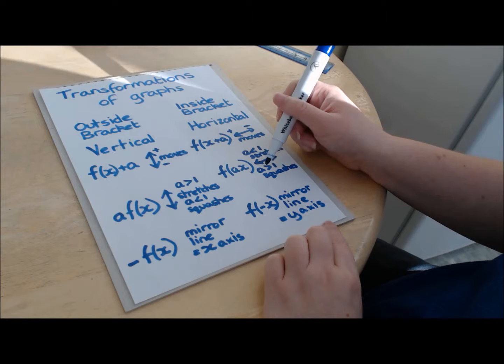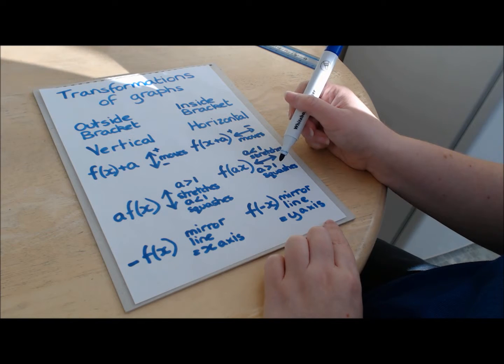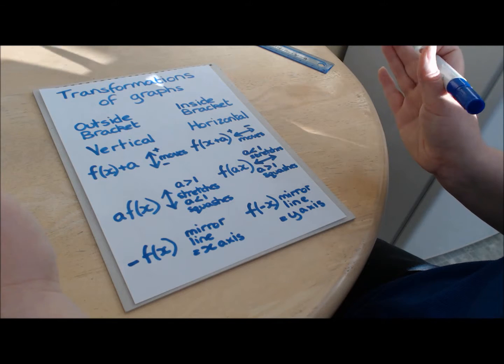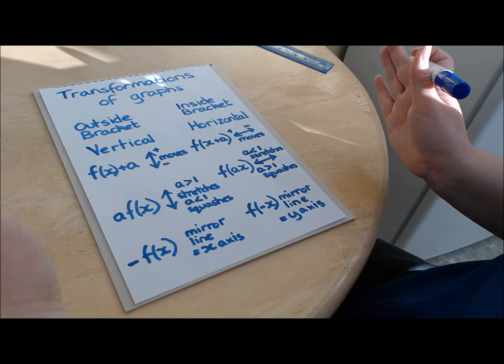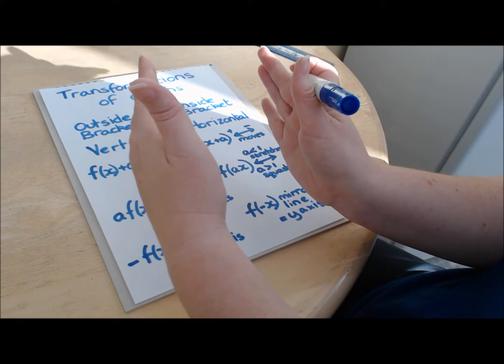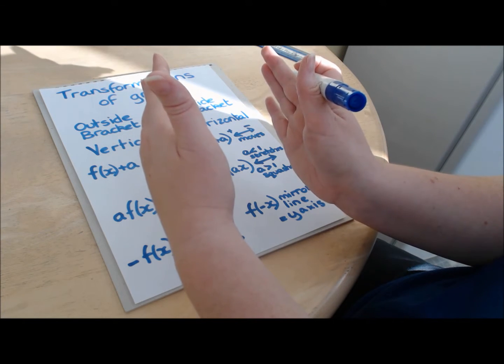Conversely, if a is a whole number bigger than 1, so if that was 2a, it's actually going to squish everything. So it means that the graph is going to come in and be half the width, half the size this way that it was before.